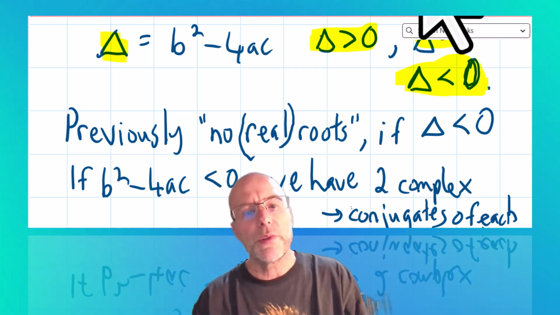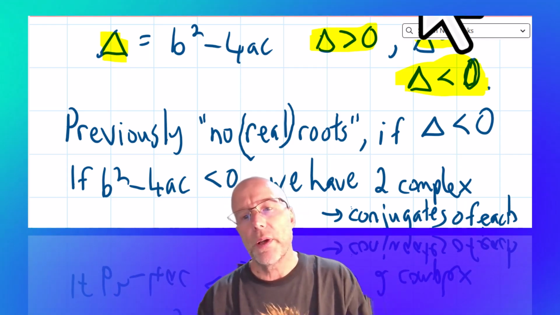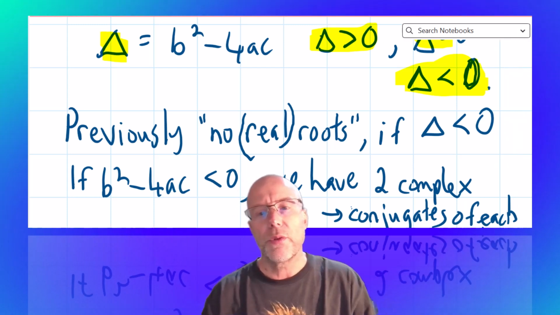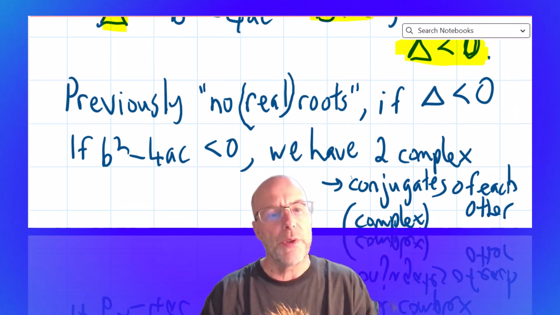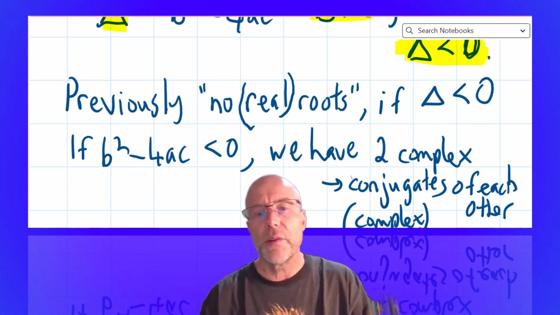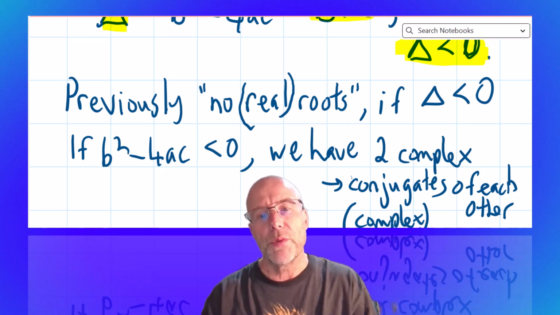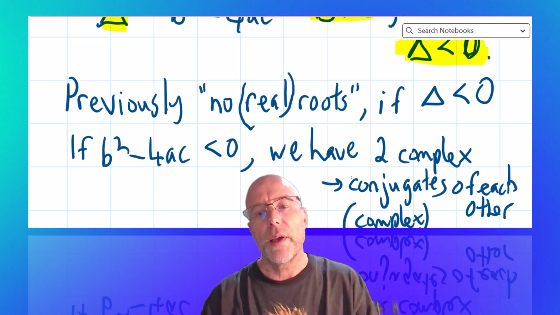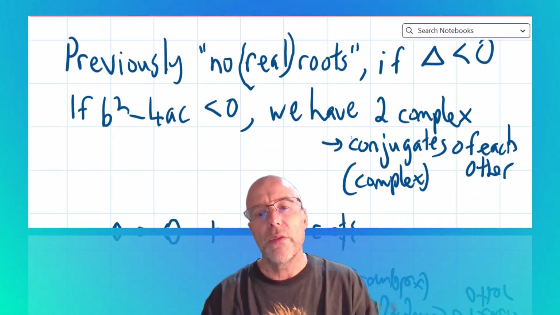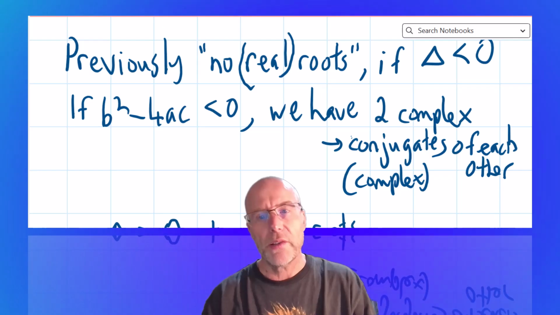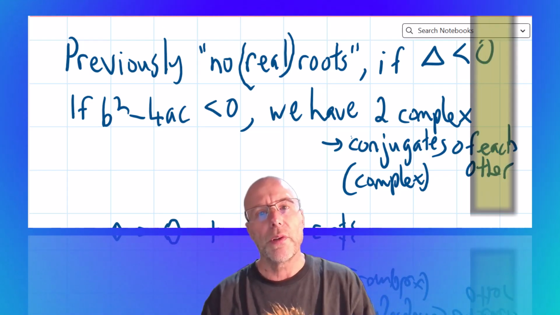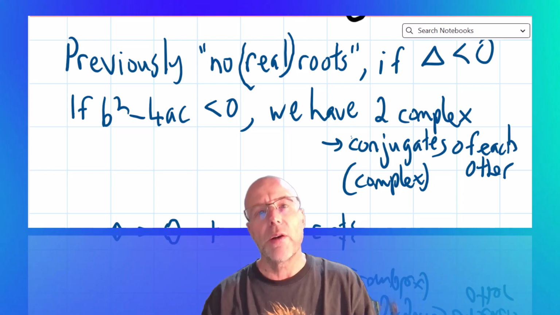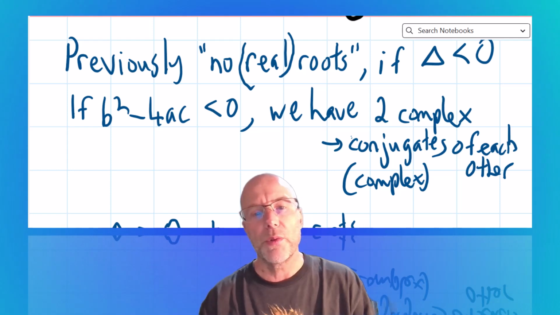Previously we said no real roots if the discriminant was less than 0. In other words, if b squared minus 4ac is negative, we would say there's no solutions, just forget about it. But that's not the truth. We have two complex roots, conjugates of each other. So there are actually two roots, and they are complex in nature. That's why before we studied complex numbers, we would say there's no roots, or no real roots anyway.